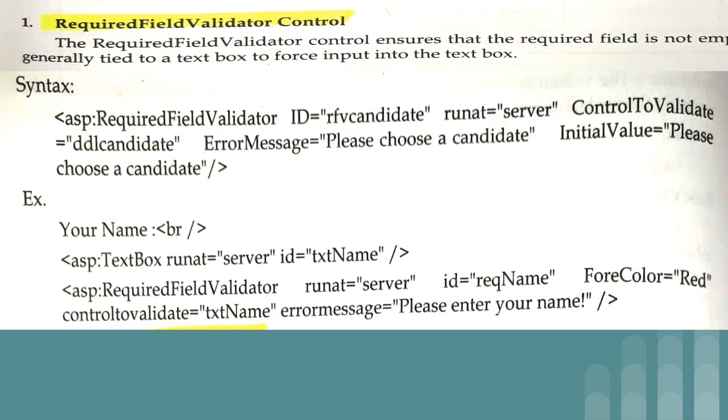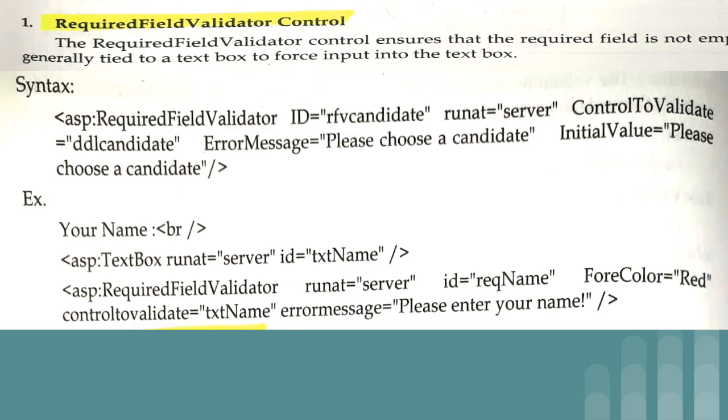And it's not the case that if we have used one validator control for a specific control, like the text box in this example, we cannot make use of another validation control. We can have multiple validation controls for a single control which we have taken as part of the web form. And the error message, that is "Please enter your name", you need to edit. Okay, so this is the first control, the required field validator.